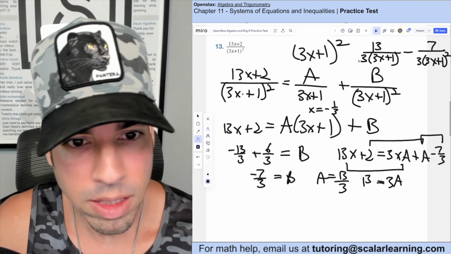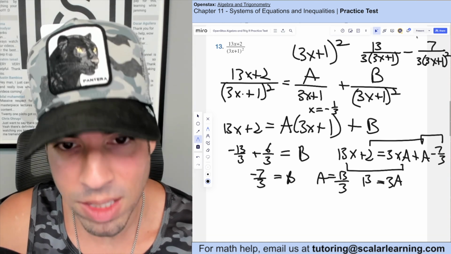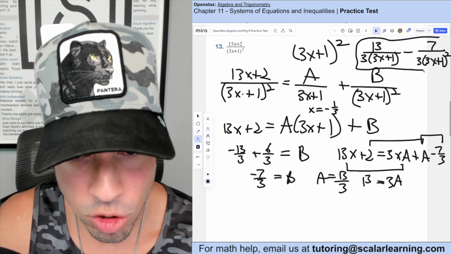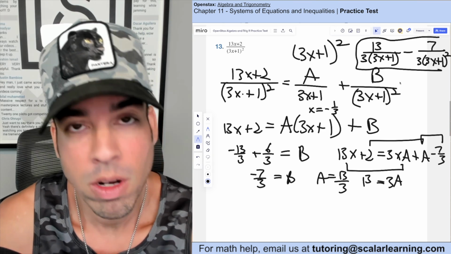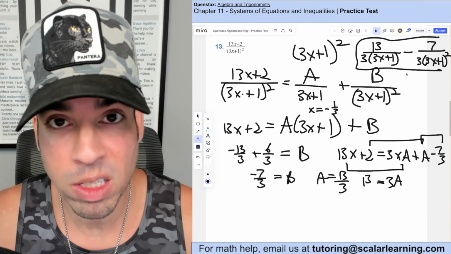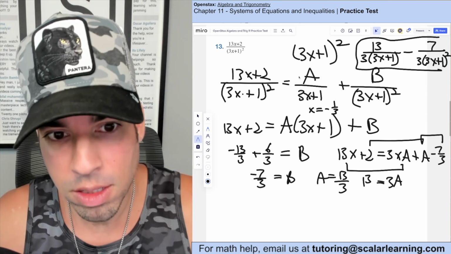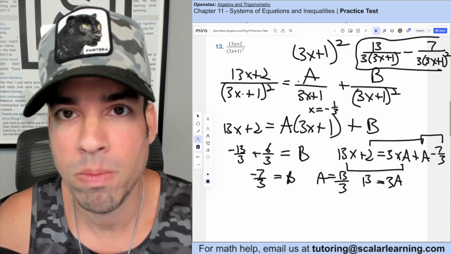Now, this is a slightly different answer than the back of the book, but this is correct. This is indeed the correct way to decompose this fraction. However, the one in the back of the book is also an appropriate decomposition. You can see it still should be equivalent. But anyways, I believe this is the right way to do it. So that's how you do it.